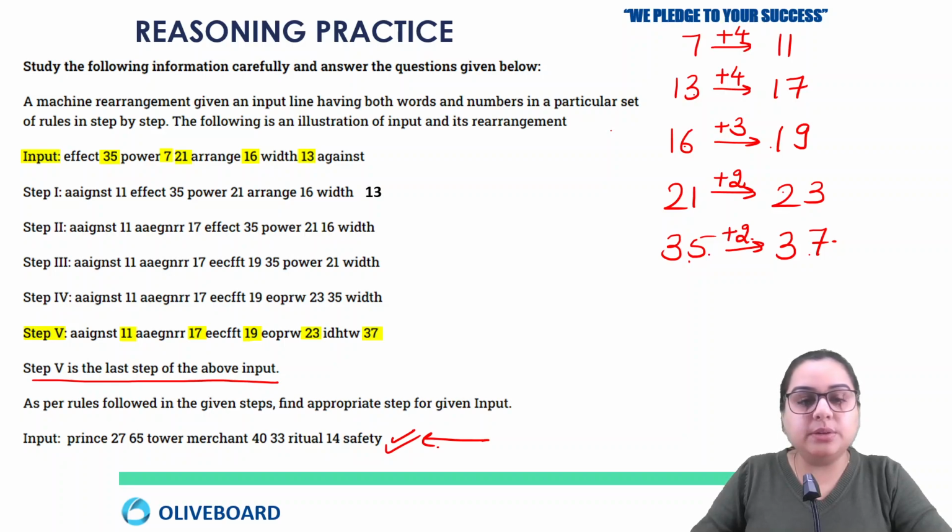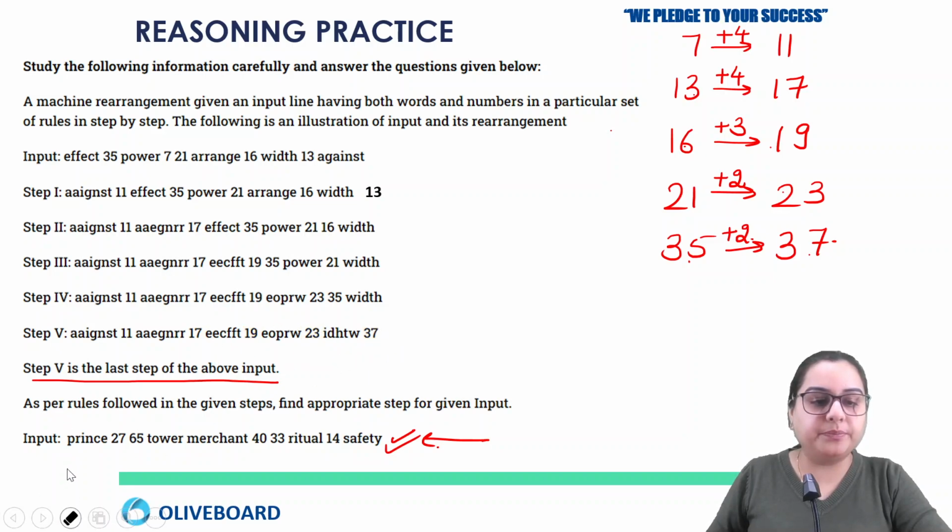Okay, so now what we are going to do? Now we are just going to check out how we are starting the processing. Okay, how we are going to start the processing. So what I can relate here is, let's see what is getting arranged in step number 1. So in step number 1, these two are getting arranged, that is against and 11. In step number 2, they are arranging arrange and 17.